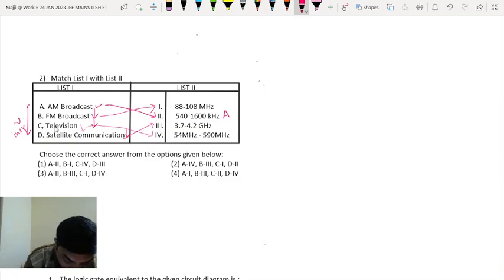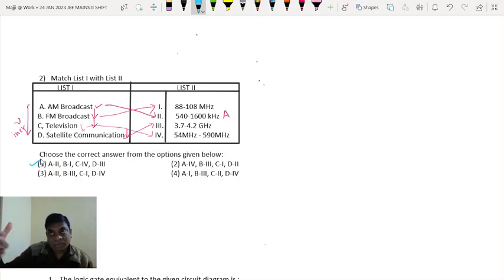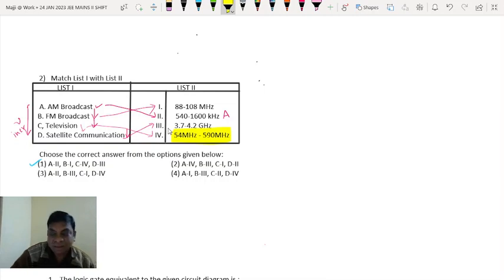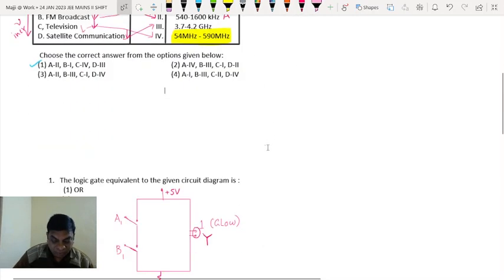So A is 2, B is 1. This should be the correct answer, the first option. In case you have a television, you can check the frequency corresponding to different channels. Nowadays the television displays digitally the frequency range in which each channel is operating. So mostly you will find that the frequency will always range in this. Right, let us move to the next question.